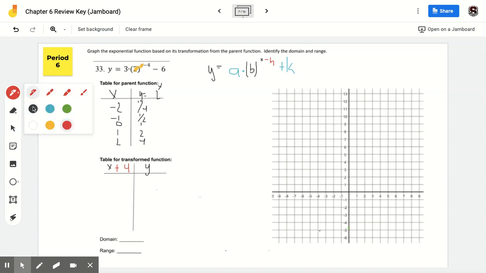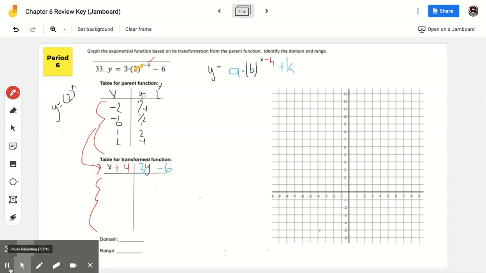And then in blue, I'm going to put everything else. So I can kind of check that off. In front of the parent function is a 3. After the parent function is a -6. So I'm going to do to all my x's, add 4. -2 plus 4, -1 plus 4, and so on. So all of these are going to get +4s, and I'm going to result with all my x's.